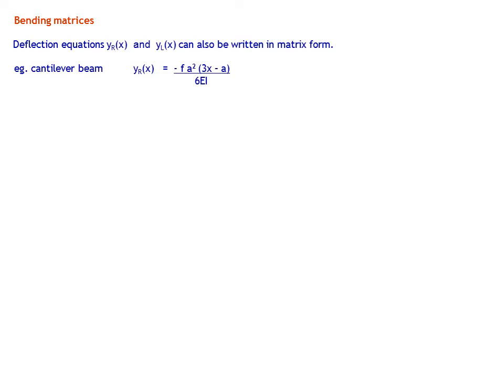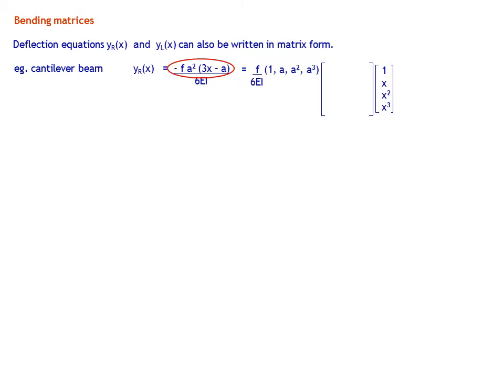In the previous slide, we saw the deflection equations YR of x and YL of x written out as normal equations, but they can also be written in matrix form as follows. For example, for a cantilever beam, YR of x is equal to minus Fa squared times (3x minus a) all over 6EI. If we take out F over 6EI and introduce a 1×4 row vector with components of increasing powers of a, a 4×1 column vector of increasing powers of x, and a 4×4 matrix between the two vectors, then we can see by inspection what the elements of the 4×4 matrix should be.